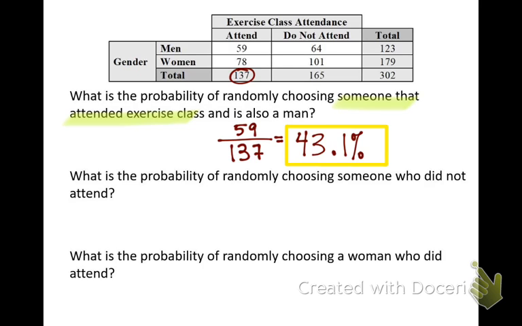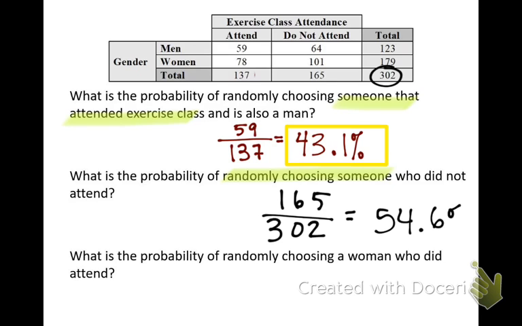All right, what is the probability of randomly choosing someone who did not attend? So you're randomly choosing someone. Does that tell you anything about them? Nope, so you should have all of them. What is the total number of people? 302 people. So out of the 302 people, how many of them did not attend? 165. This is about halfway, so it should be around 50-something. 54.6%.